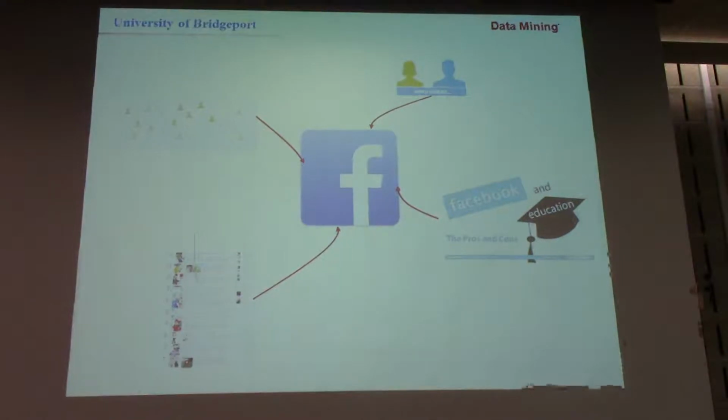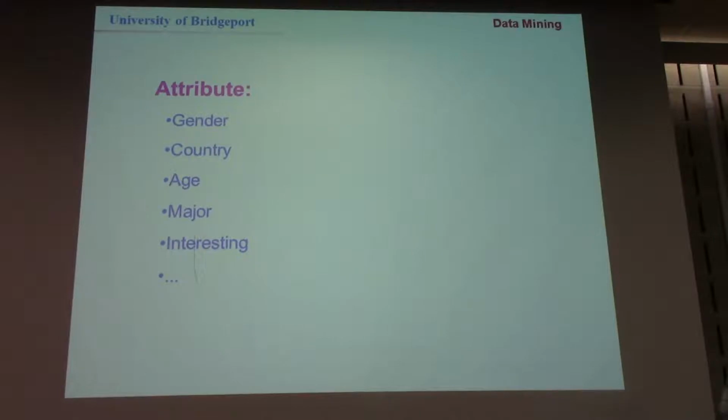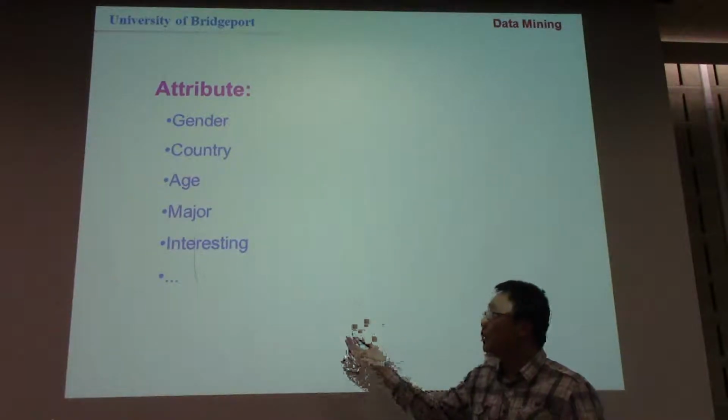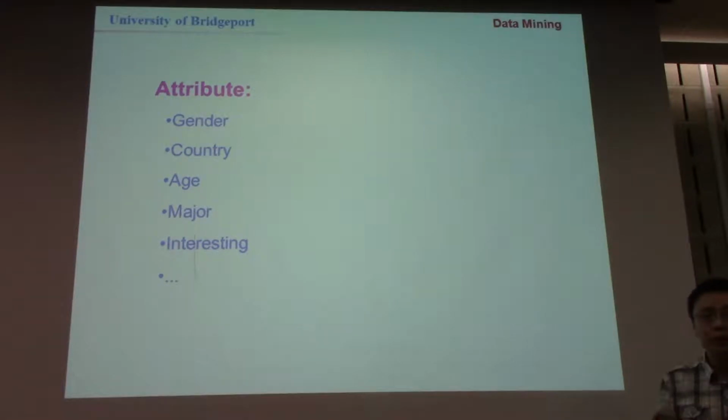So behind this, I want to explore some interesting things about these attributes, such as gender, country, age, and major. What are these, and how do they connect with each other?